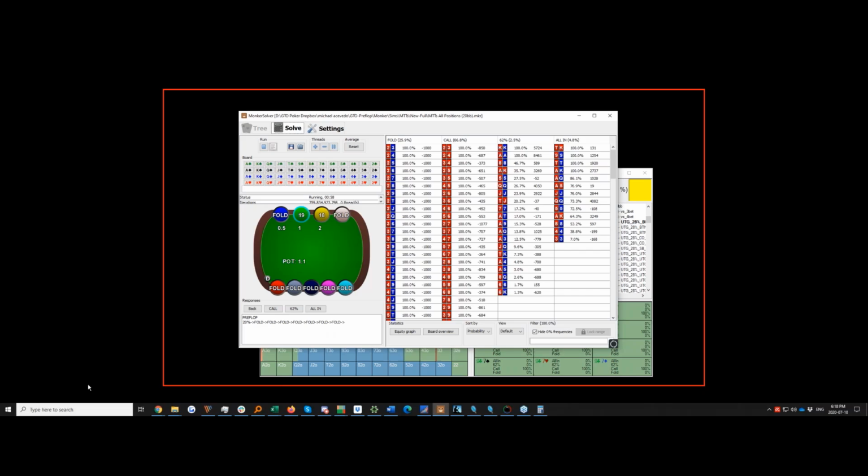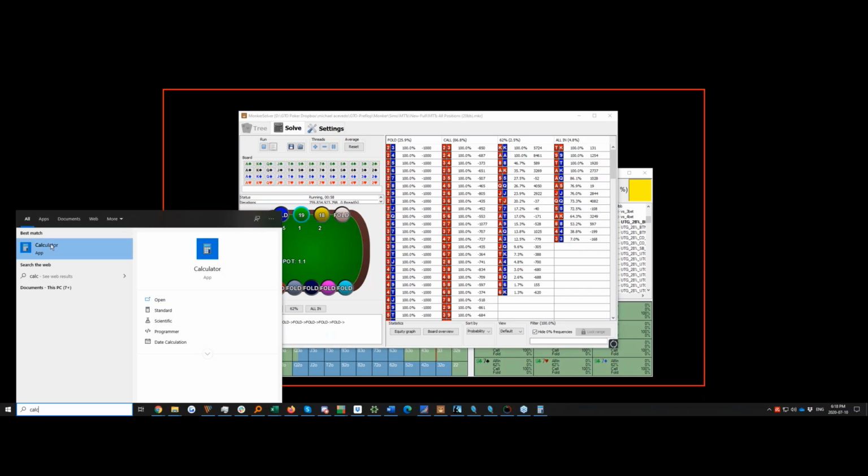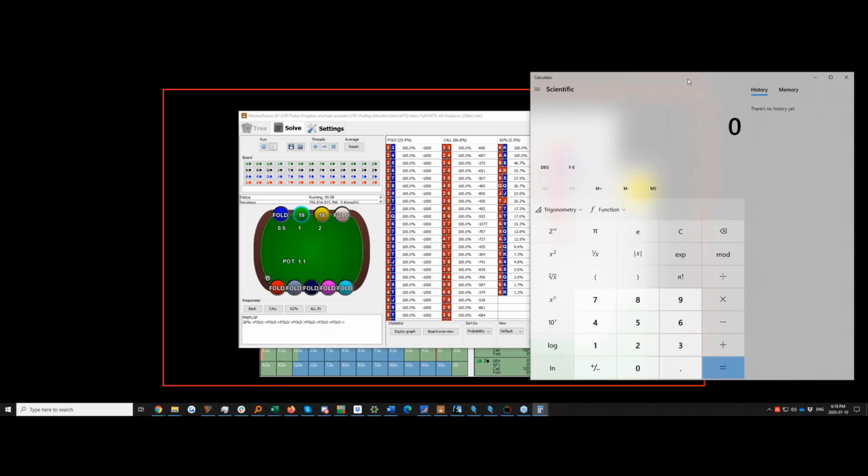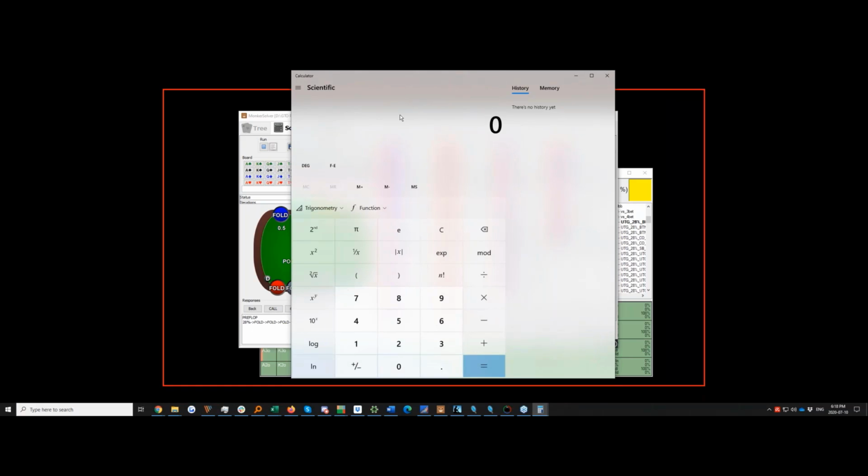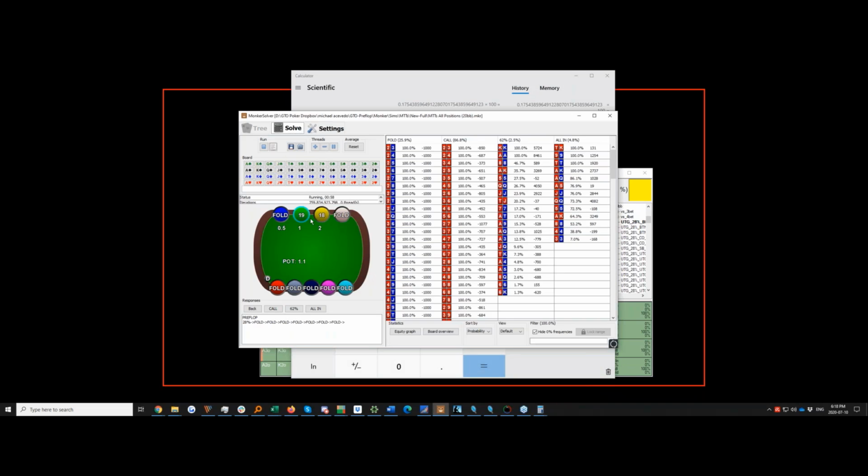We can calculate it very quickly with another calculator. You just have to divide 1 by 5.7, times 100, which is 17.5%. This is the total equity you will need in theory to call here, right?